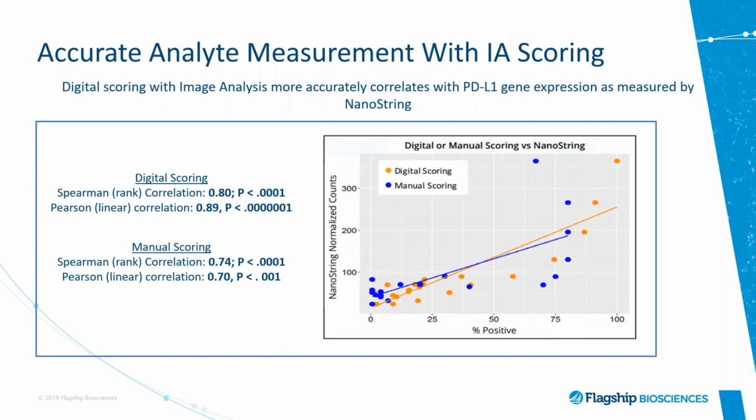But there is another way of doing that, which is evaluating the digital scoring and the manual scoring in relation to an orthogonal method. In this case, the method was NanoString. You can see that the correlation of the digital scoring was actually better than the correlation with the manual scoring. And I hope this increased your confidence in the adoption of the digital solution.